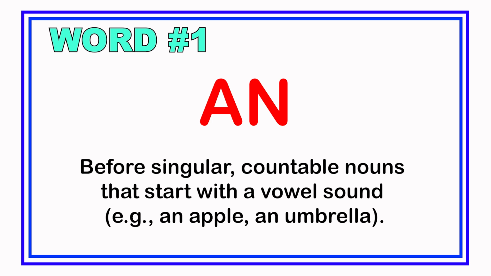Now, we have countable and uncountable nouns. Make sure you understand the difference. A countable noun is any noun that you can count. And an uncountable noun is a noun that you cannot count. That means you can't say 1, 2, 3, 4 plus that uncountable noun. So make sure you know the difference.